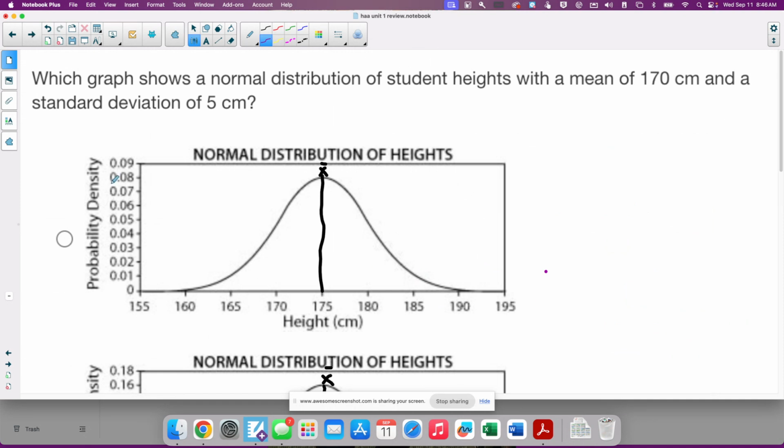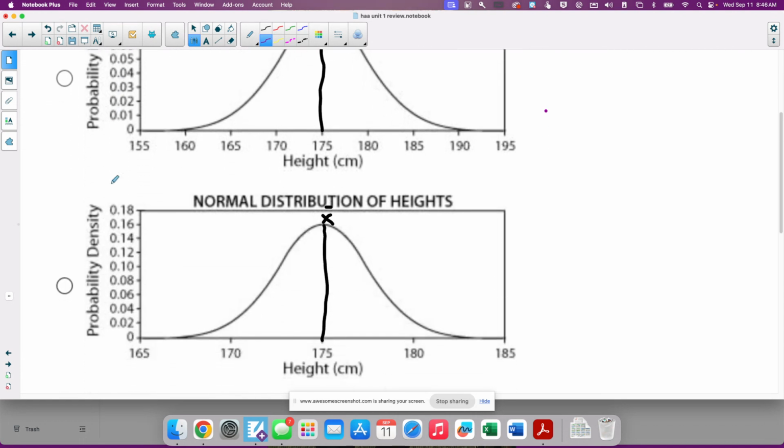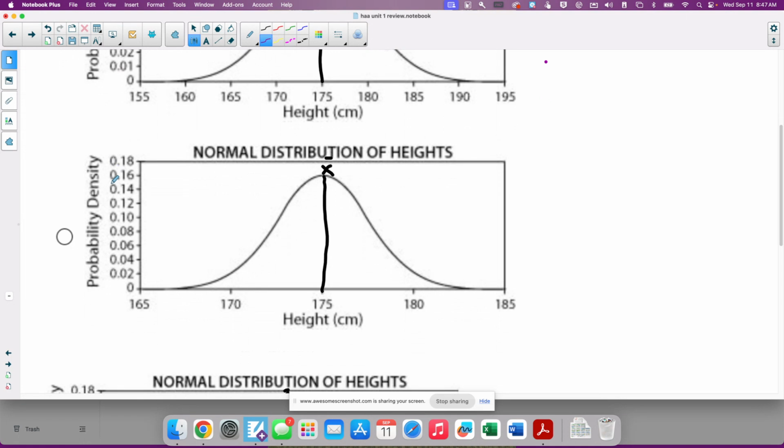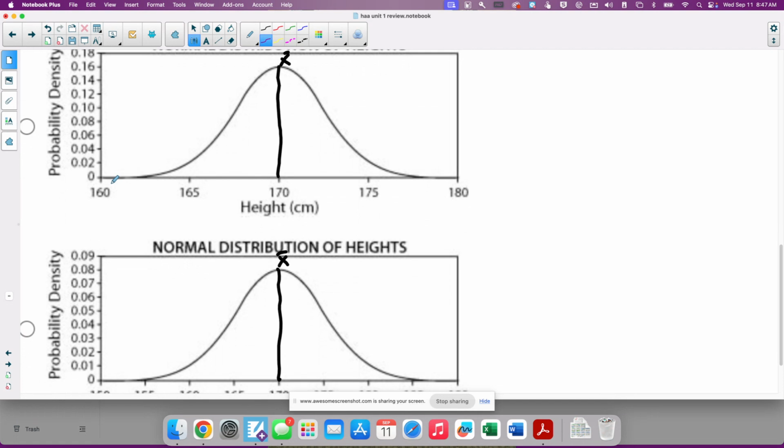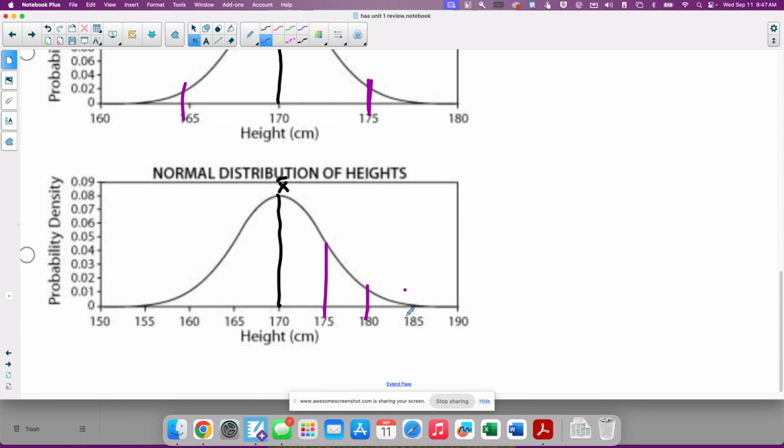All right, so the next one, I want a normal distribution with a mean of 170 and a standard deviation of 5. The first 2 answers, and again, if yours are in a different order, that's fine, are the ones that have 175 in the middle, and they are gone right off the bat. That's not the right mean. So 170 has to be in the middle. And then if I have a standard deviation of 5, remember that you have to go out 3 standard deviations in either direction. That's way too much area for 1 standard deviation above and below. So it has to be the last one, because it's actually going out 3 standard deviations in either direction.